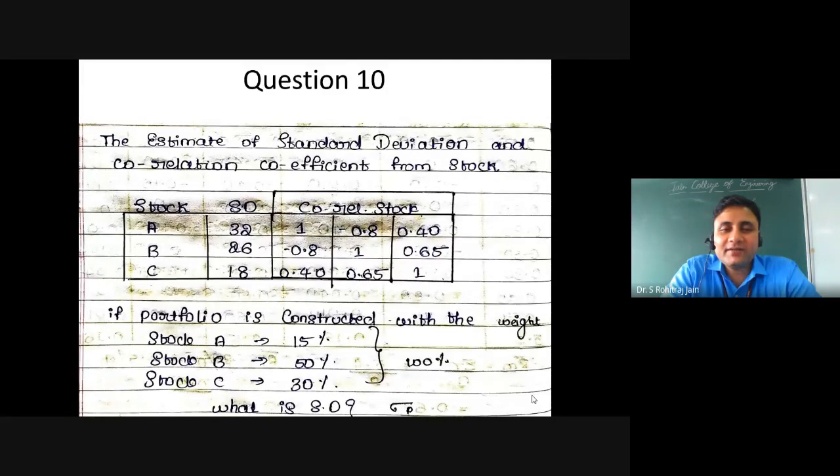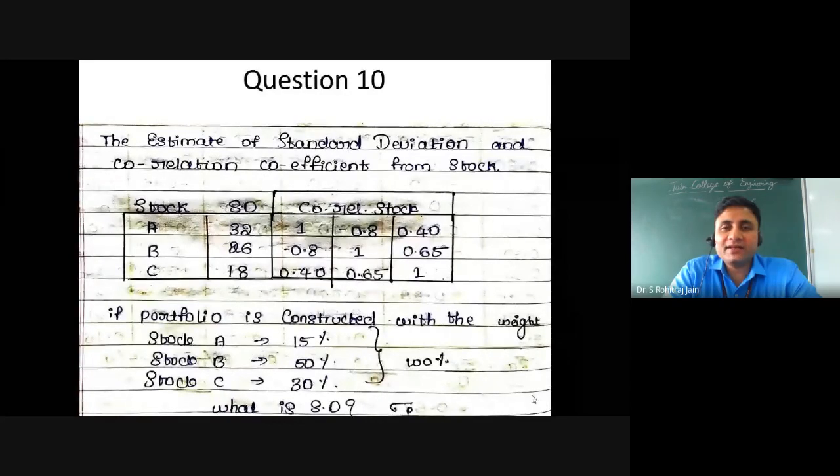Then they have given the standard deviation of A, B, and C, that is 32, 26, and 18. Then they have given the correlation of the stocks: 1, minus 0.8, 0.4; minus 0.8, 1, 0.65; 0.4, 0.65, and 1. Now, if the portfolio is constructed with weights of stock A 15%, stock B 30%, and stock C 30%, the total should be equal to how much? If you add A, B, C, it should be 100%. So what is the standard deviation of the portfolio? That is the question.